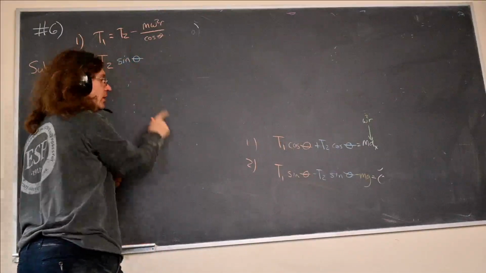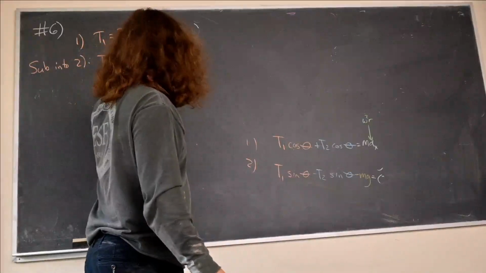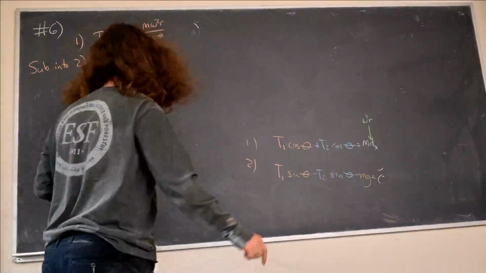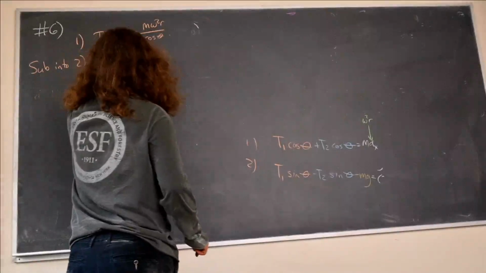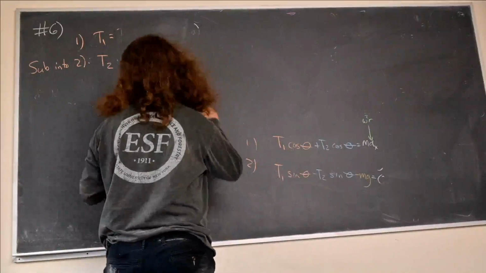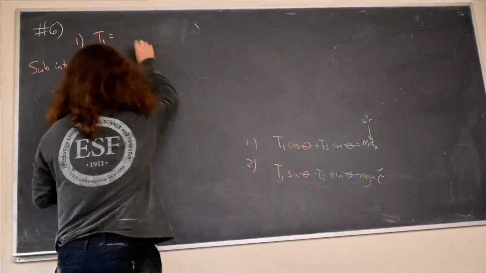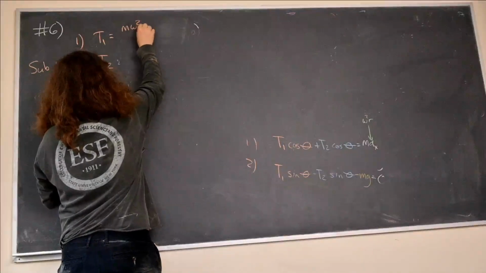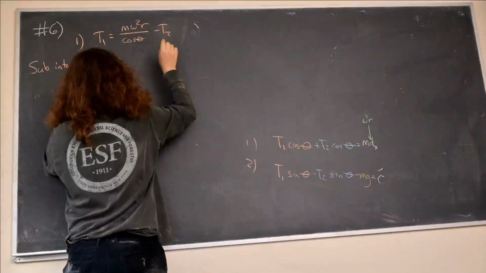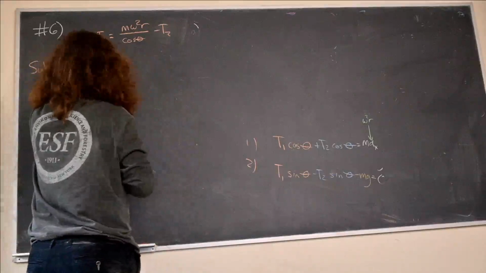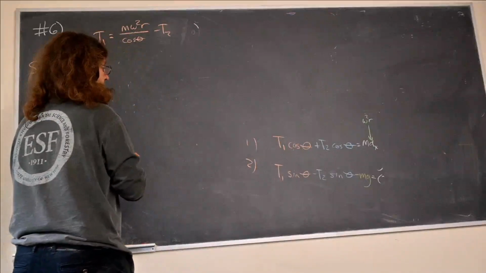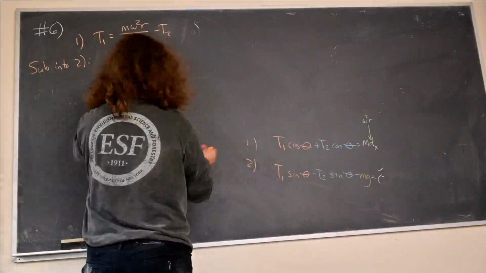Whoops. No, I made an error here. I was going too fast. The signs are reversed here. So here it should be the other way around. Got it right the first time. This is what happens when I go too fast when I'm hungry. So this is m omega squared r over cosine theta minus T2. So now we do the substitution. So now we plug in for this. So T1 becomes this formula.